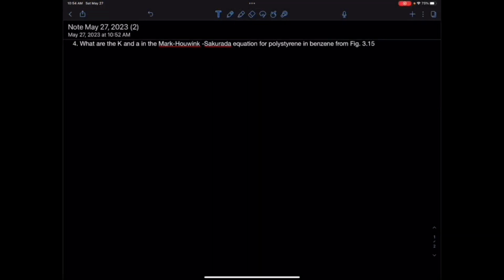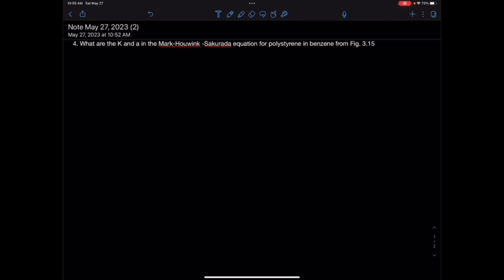What are the K and a in the Mark-Houwink-Sakurada equation for polystyrene in benzene from figure 3.15? Figure 3.15 gives the double logarithmic plots of eta versus log Mw. It is for anionically synthesized polystyrene, which is fractionated, and the values of Mw over Mn are less than 1.06. So it has a narrow molecular weight distribution.